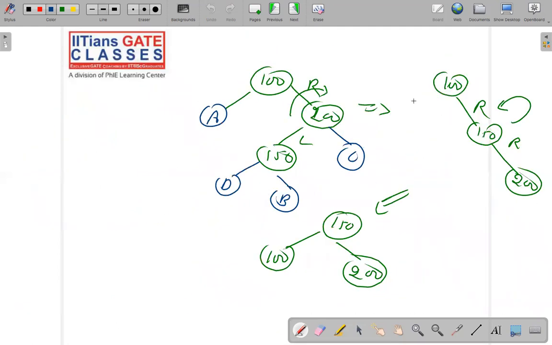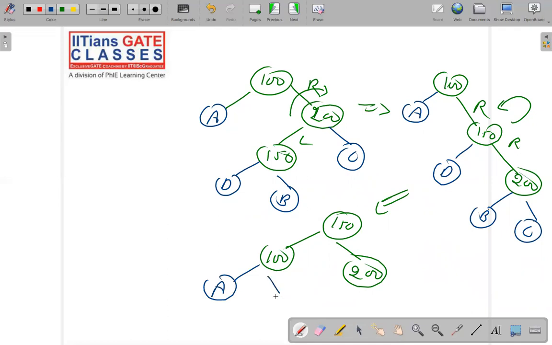Now, after this rotation, what is the structure now? Here, the left one will remain the same, B. This will become B, and C will remain at the same position. After rotation, 150 will become the root, 100 will have two children, A and D. B and C will remain at the same position.